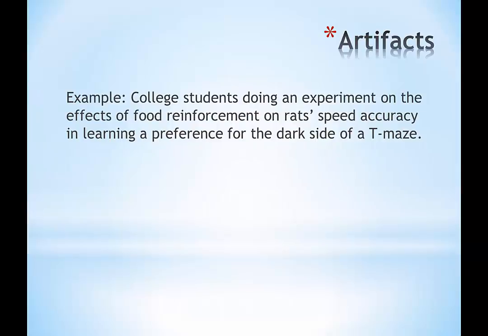So this is a classic study from decades ago, and this is actually real work based on real research. College students were trained in an experiment on the effects of food reinforcement on the rats' speed and accuracy in learning a preference for the dark side of a T maze.